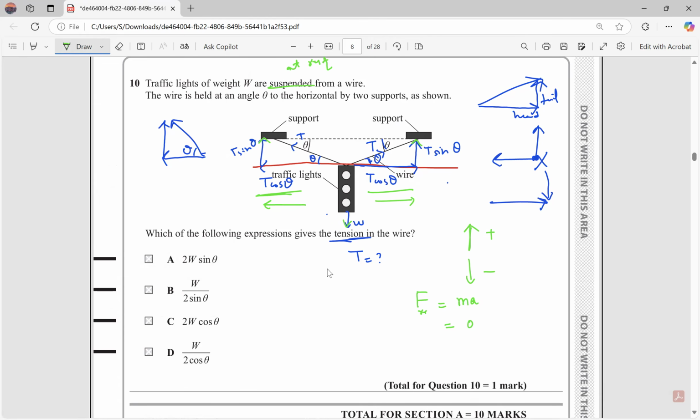And this is a resultant force. Now, what is the resultant force? T sine theta plus T sine theta, they're both upward, minus weight, which is downwards. And you then just rearrange it. So 2T sine theta is equal to weight, and T is equal to weight over 2 sine theta. So that is option B. There you go.